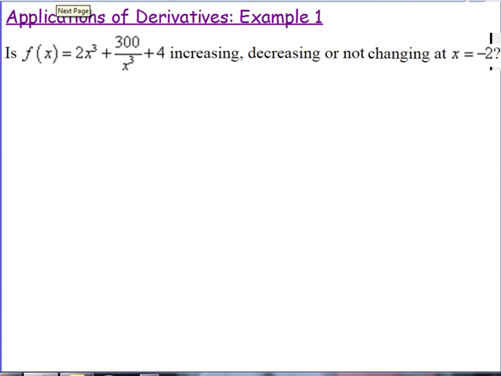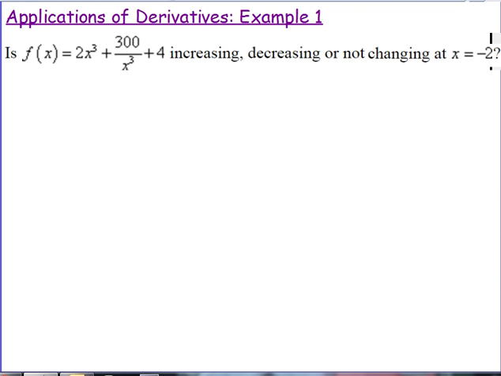So now, here gets to the fun stuff. Here's actually saying, all right, fine. I know how to find a derivative, but how does that help me use a derivative? Okay, so here's some basic stuff. It says here, is f of x equals 2x cubed plus 300 over x cubed plus 4 increasing, decreasing, or not changing at x equals negative 2? Is it increasing, decreasing, or not changing at x equals negative 2?